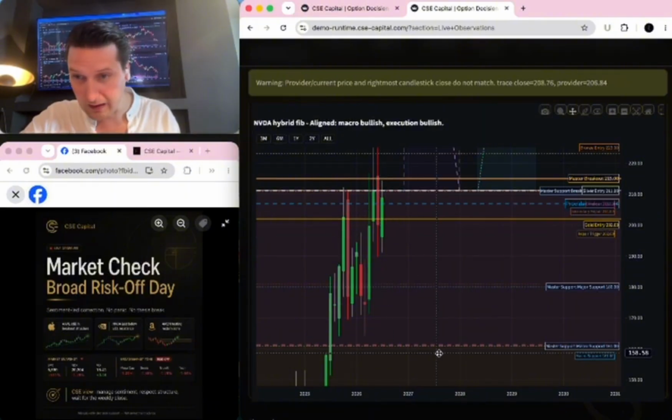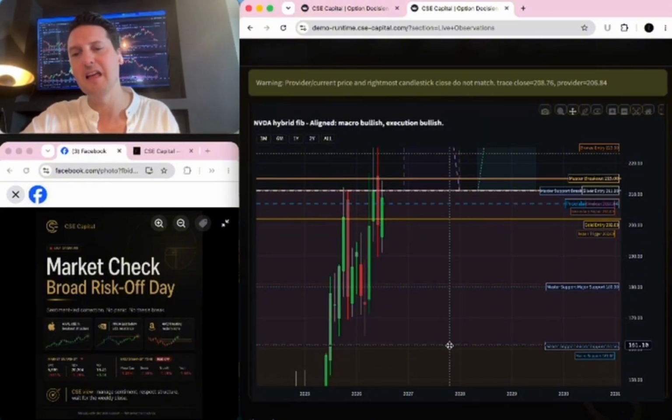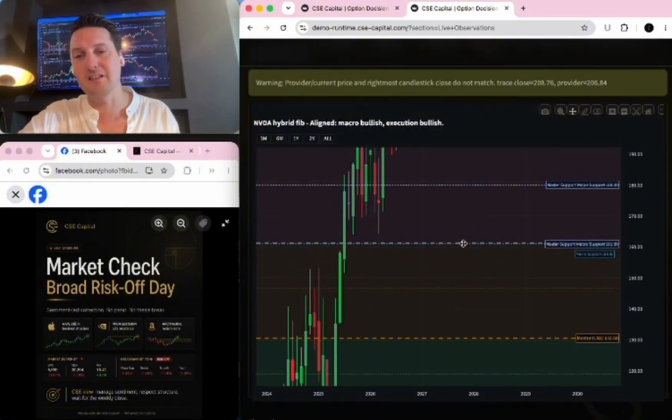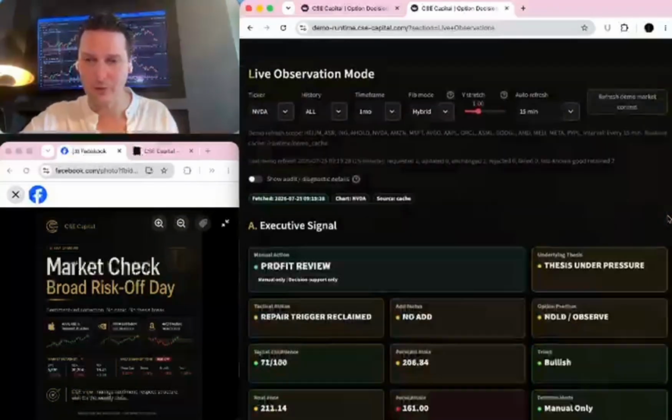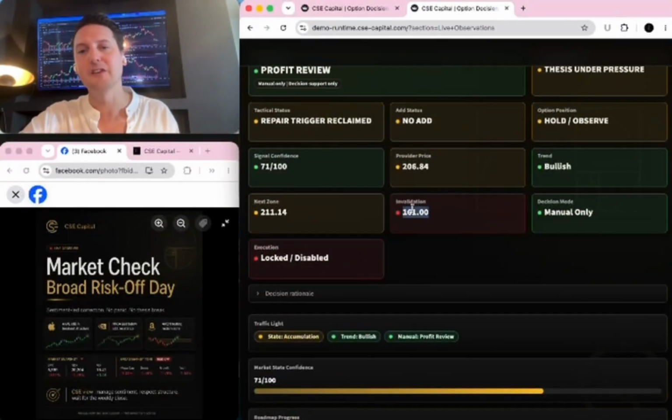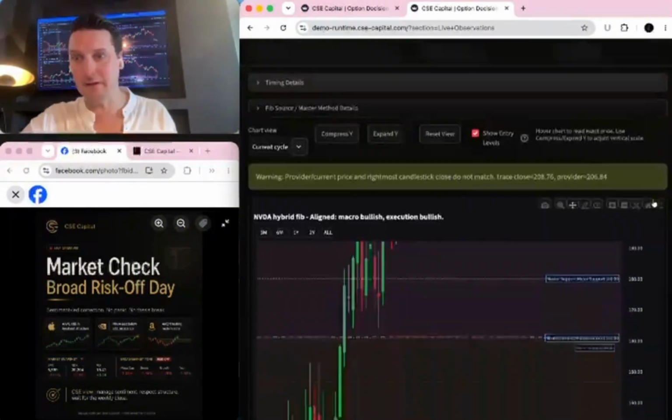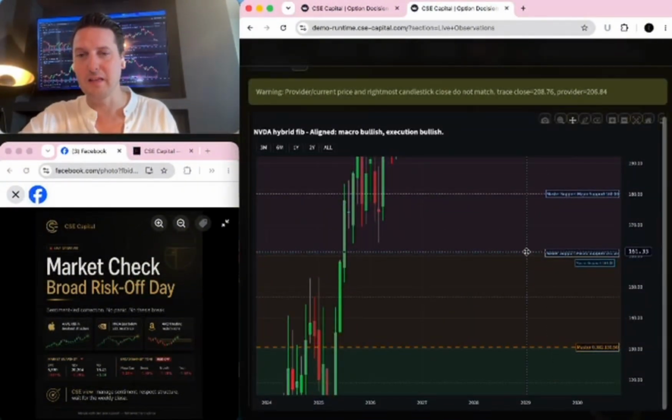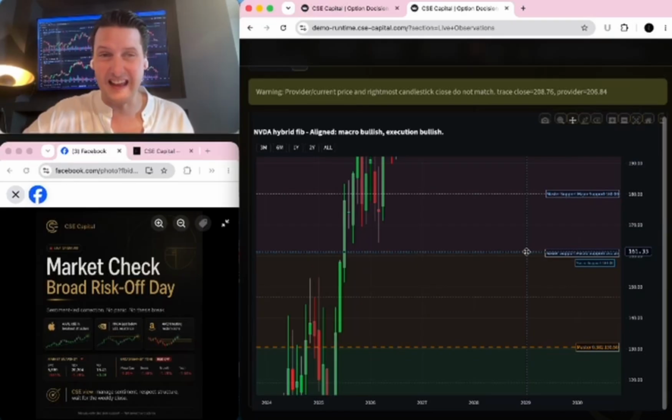It can go down till 161. And this is something interesting, because this is the invalidation level, which is mentioned here. So if the price comes below 161, the course can actually invalidate and become bearish.